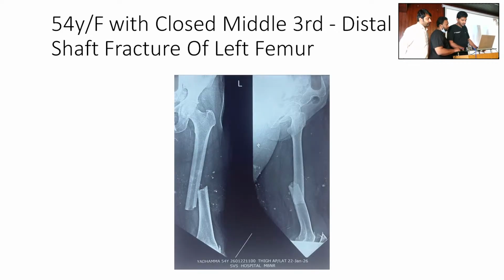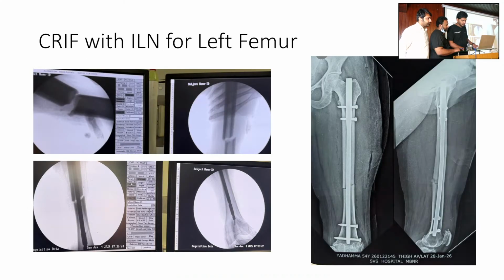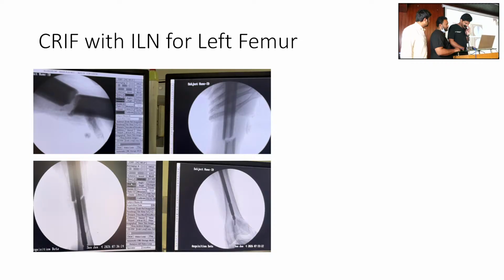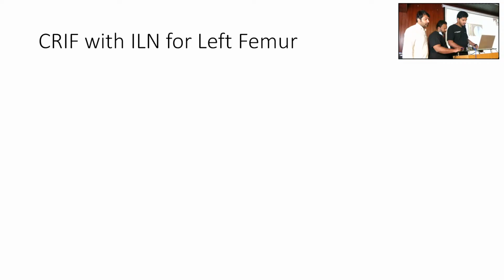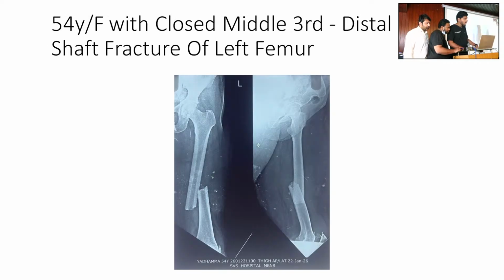A 54-year-old female with closed middle third, distal third junction shaft fracture of the left femur, sir. We've done closed reduction with it's a transverse fracture. Is it short oblique or transverse? Short oblique only. Transverse fracture, remaining part stable.